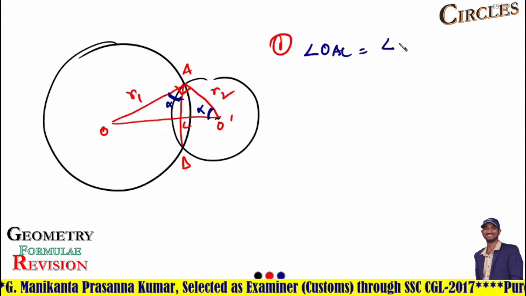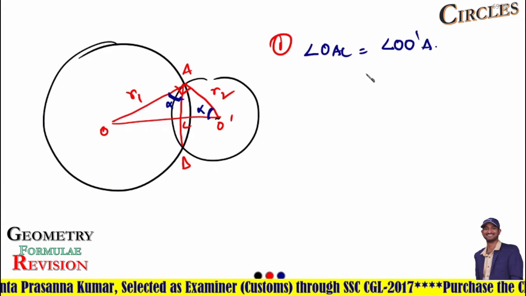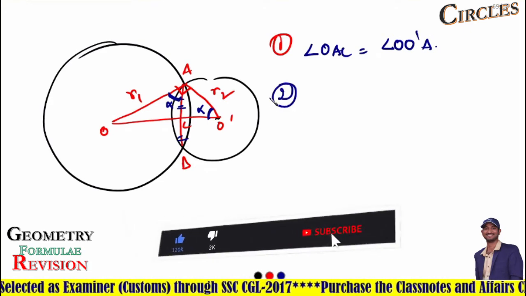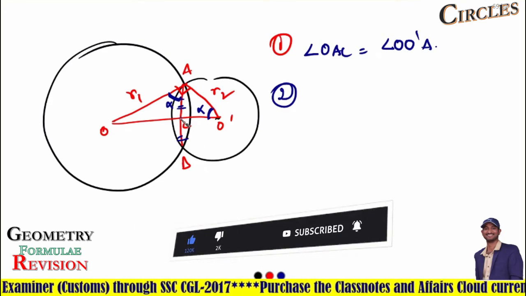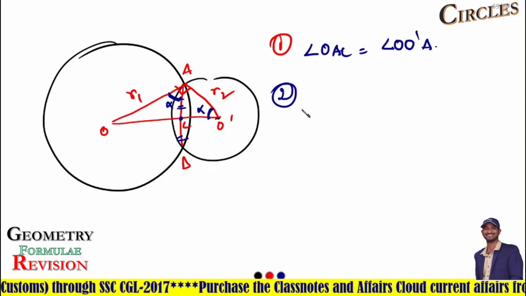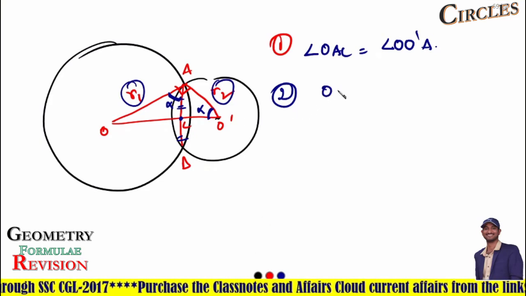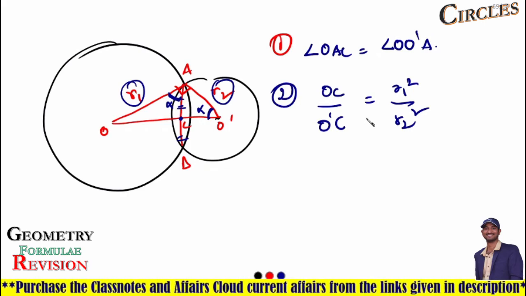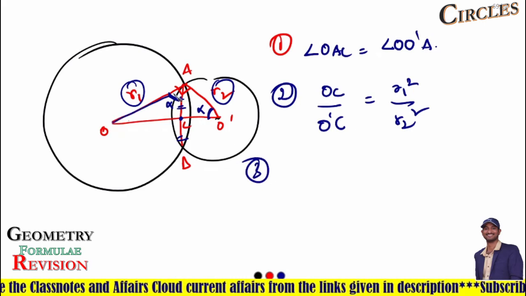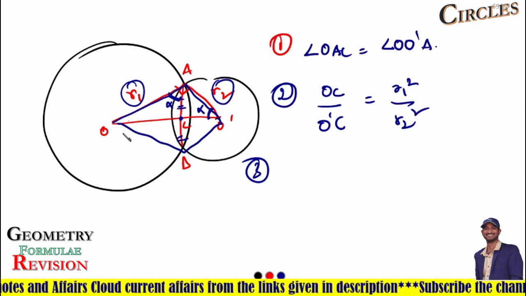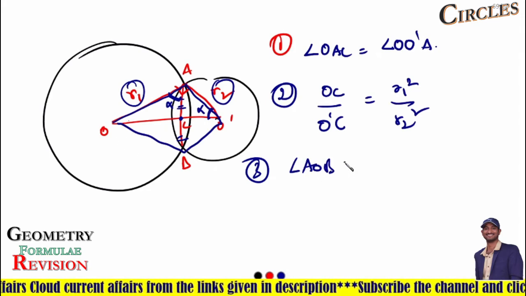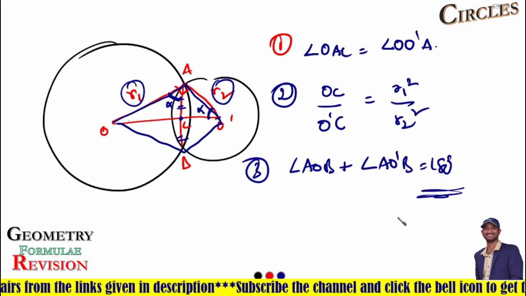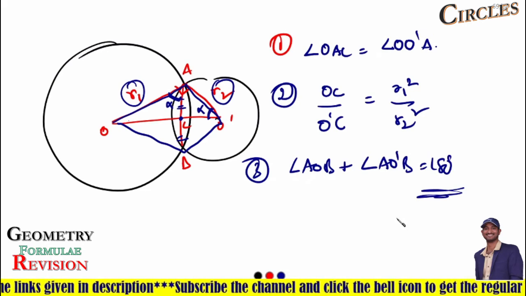Angle OAC is equal to angle O dash A. And not only that, same as normal circles, AC and BC are equal. Another thing is, the point C divides the line joining the centers in the ratio of the squares of the radii. OC by O dash C equals R1 square by R2 square. And one more thing, the quadrilateral OAO dashB forms a cyclic quadrilateral. That means angle AOB plus angle AO dash B is 180 degrees. These are some other formulas in orthogonal circles.